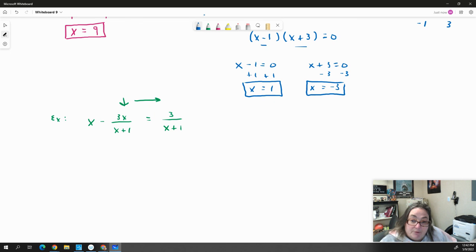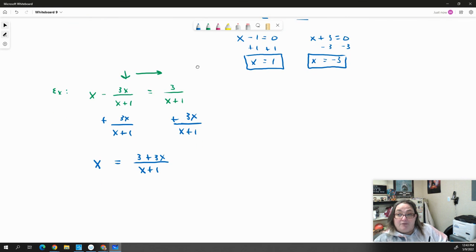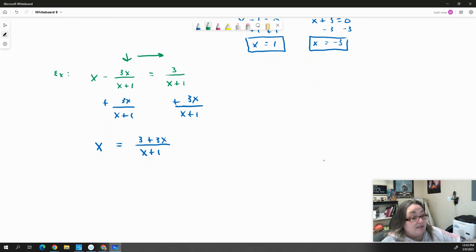So we're going to go through and we're just going to add 3x over x plus 1. And we're going to go plus 3x over x plus 1. And here we're going to be left with x equals 3 plus 3x over x plus 1. And now we can really start solving this, right? We can go, okay, well, I need to clear this denominator. And the way I'm going to clear it is I'm going to multiply both sides by x plus 1, right? Because when I do it here, it cancels.